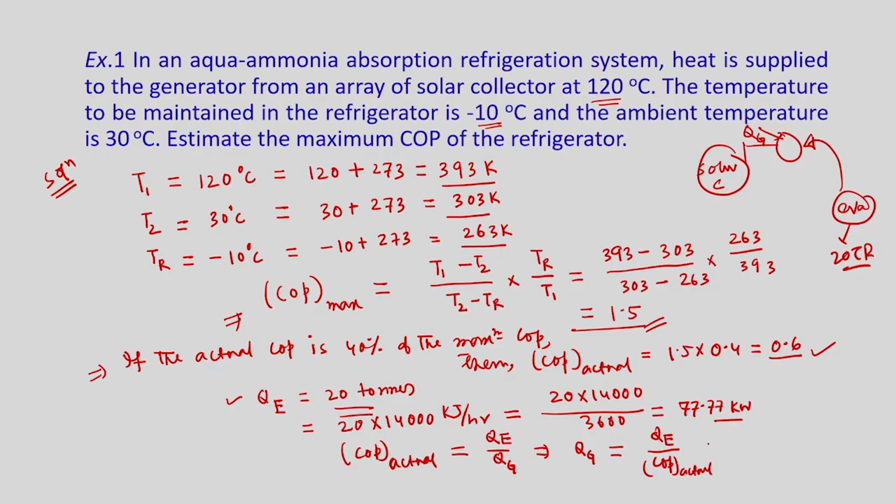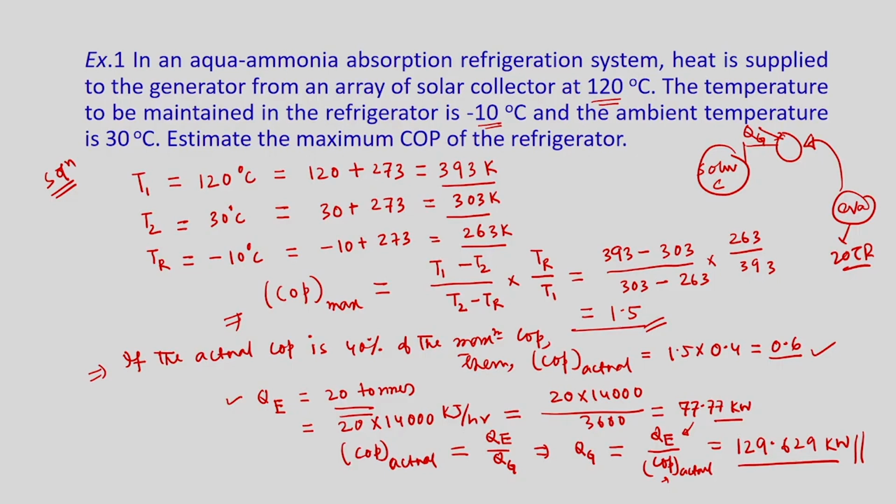actual. So, if we substitute this value, QE is 77.77 kilowatt and COP is 0.6, then what we will get? It is about 129.629 kilowatt. So, that much of energy is required to provide refrigeration effect of 20 TR. So, that is how we can do the calculation about the heat required to run the refrigeration system.